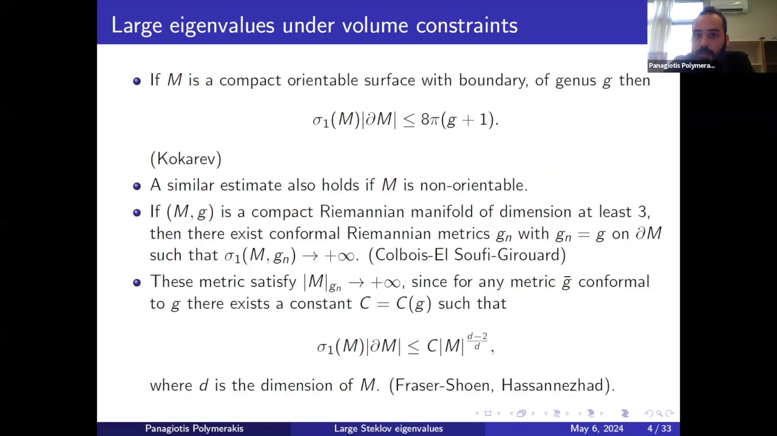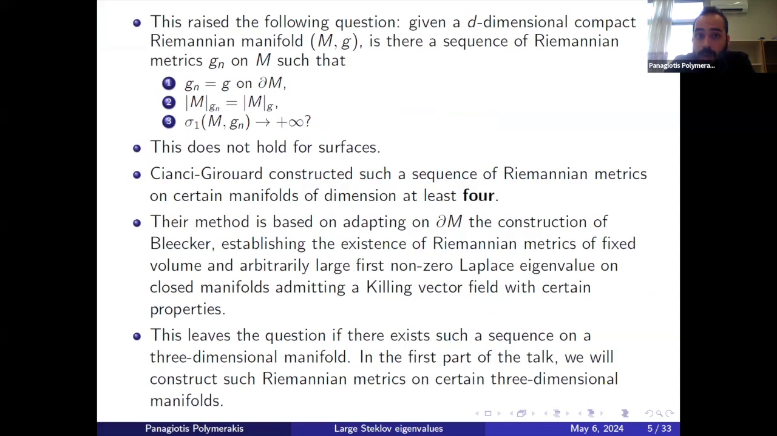In higher dimensions, there is nothing analogous. More precisely, it is known that if we have a compact Riemannian manifold of dimension at least 3, then there exist conformal Riemannian metrics, which coincide with the original metric on the boundary, with arbitrarily large first non-zero Steklov eigenvalue. It is also known that with respect to these metrics, the volumes are also unbounded. And this gave rise to the following question.